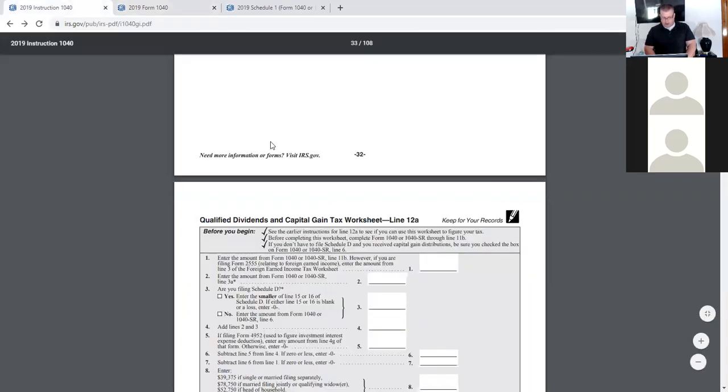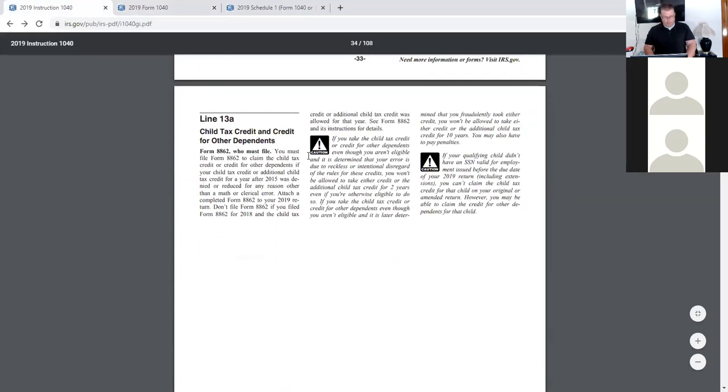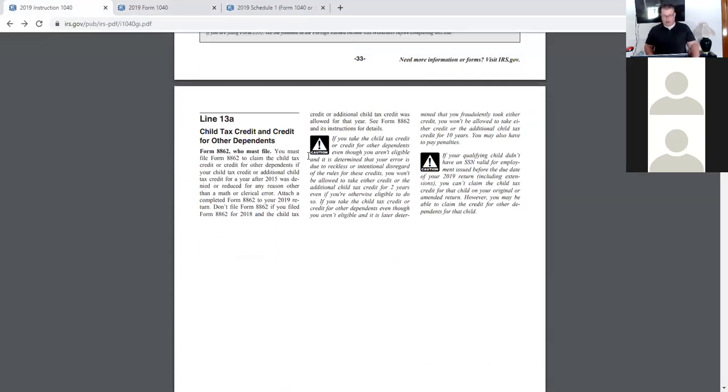Again, if we go back to the instructions and we look at the instructions for line 13A, Form 8862, you must file to claim the child tax credit or credit for other dependents if your child tax credit or additional child tax credit for a year after 2015 was denied or reduced. So I didn't see any information regarding that in the McDonald's folder. And so I don't think I'm going to have to fill out a Form 8862. If you take the child tax credit or credit for other dependents, even though you aren't eligible, and it is determined that your error is due to reckless or intentional disregard of the rules for the credit, you won't be allowed to take it for a few years. Well, good news. I don't think we're going to have to worry about that.